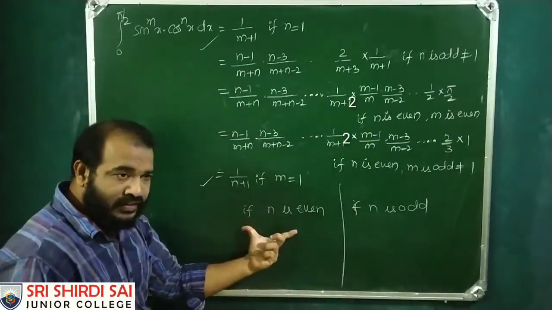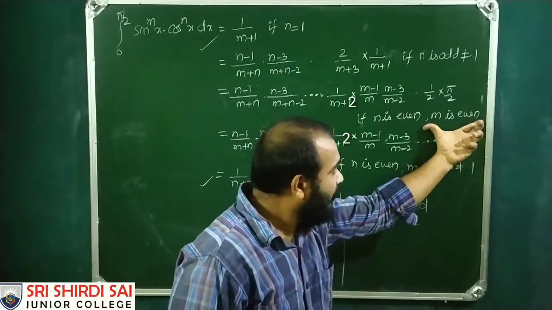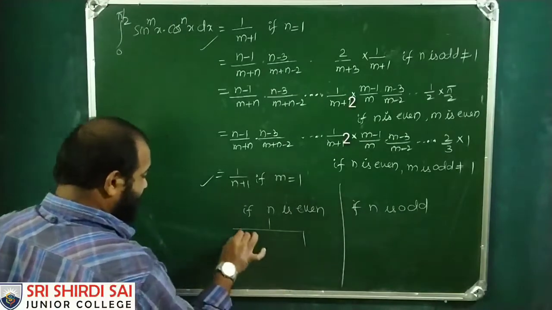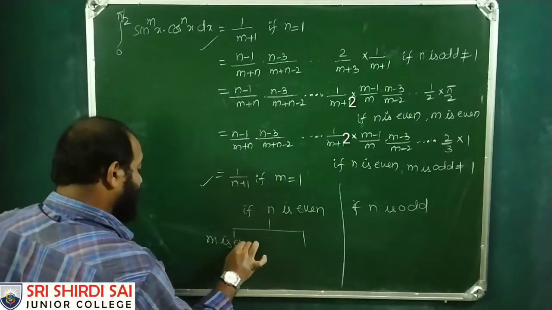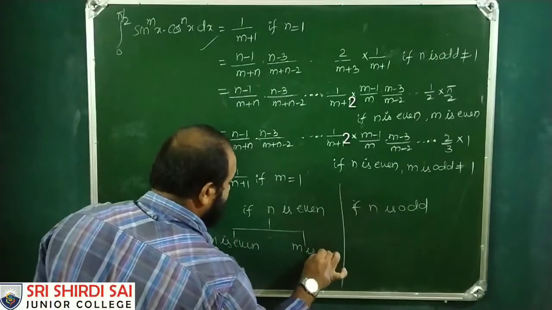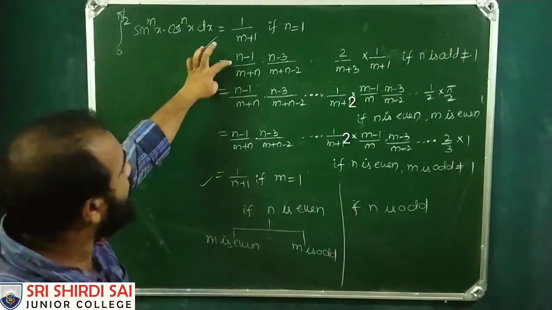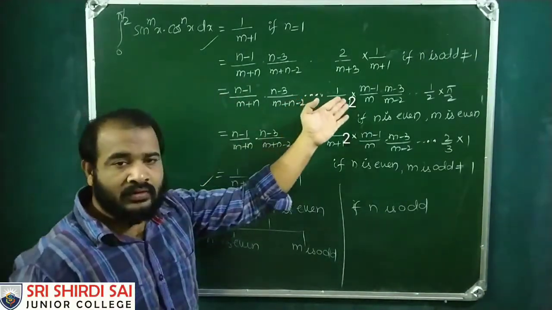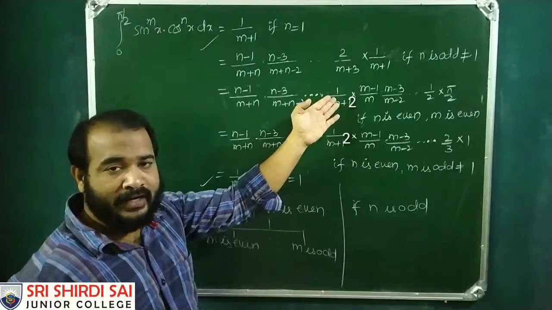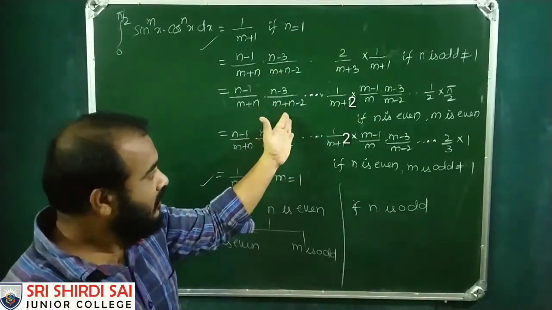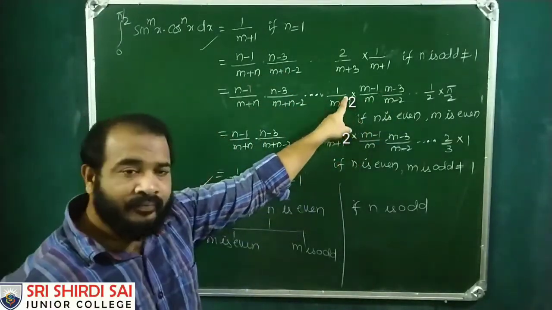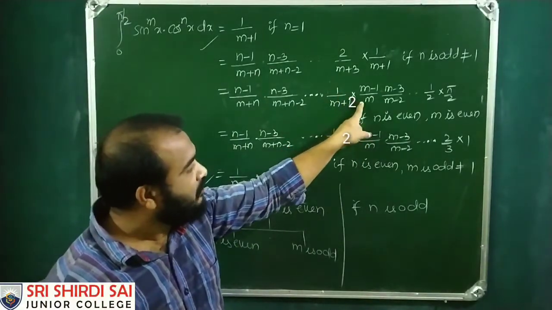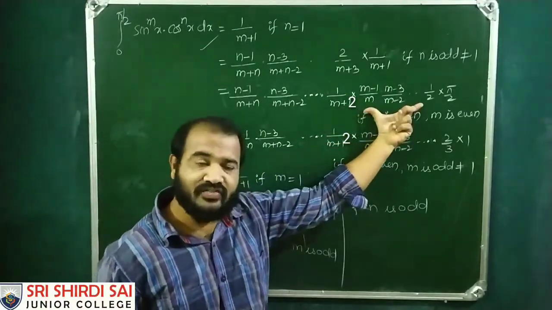So if n is even, two cases arise: m is even and m is odd. For that also, the first thing is n minus 1 by n that we need to remember, and you go on reducing the successive factors by 2 both on the numerator as well as the denominator, until we reach either 2 or 1, and later the next part is m minus 1 by m. This we have discussed yesterday.